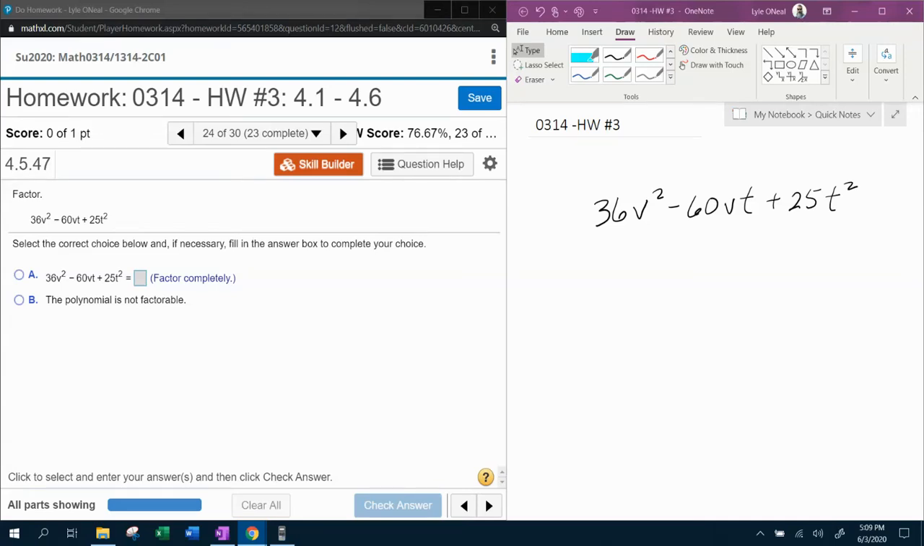All right, here we go. Question number 24 from our 0314 homework number 3 in MyLab Math.